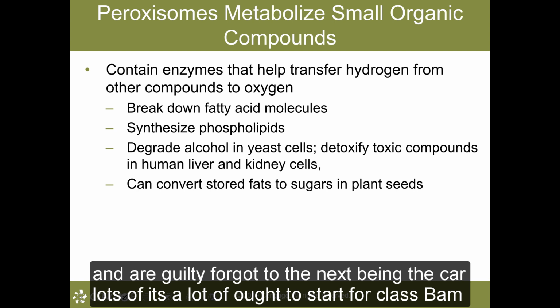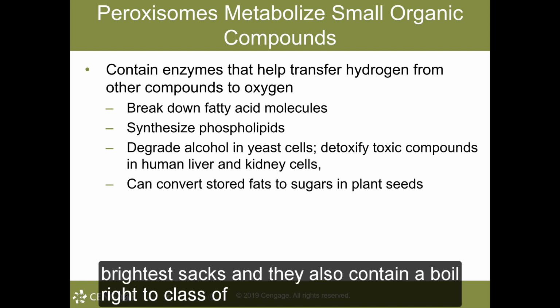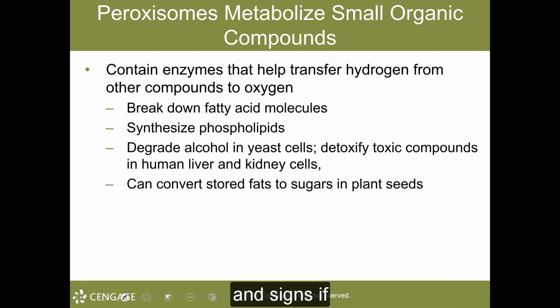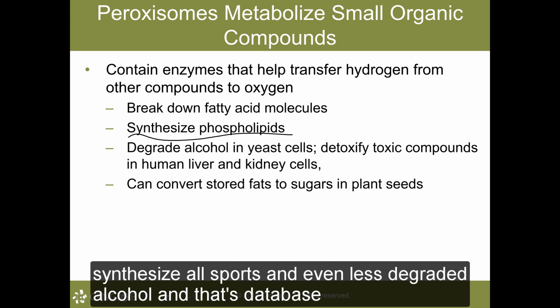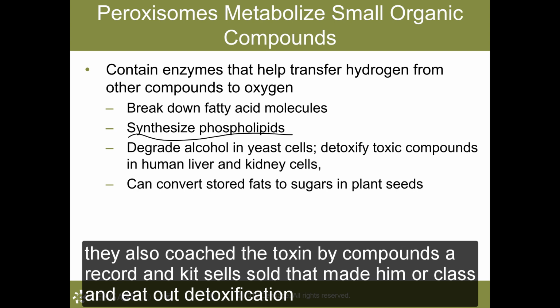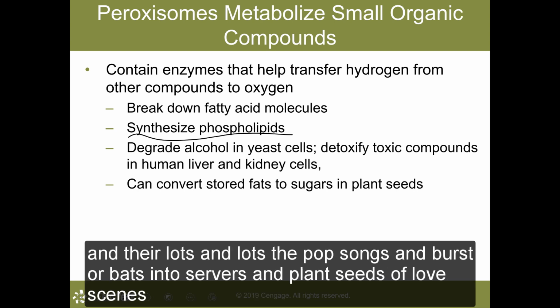The peroxisomes are structurally, class, membranous sacs, and they also contain a variety, class, of enzymes. So in function, class, the peroxisomes are the site of many metabolic reactions that break down fatty acids. That's one thing. The peroxisomes also, class, synthesize phospholipids, and they even, class, degrade the alcohol in yeast cells, which I find amazing. They also function to detoxify compounds in our liver and kidney cells. So they're majorly important, class, in detoxification. And then lastly, class, the peroxisomes can convert stored fats into sugars in plants' seeds.